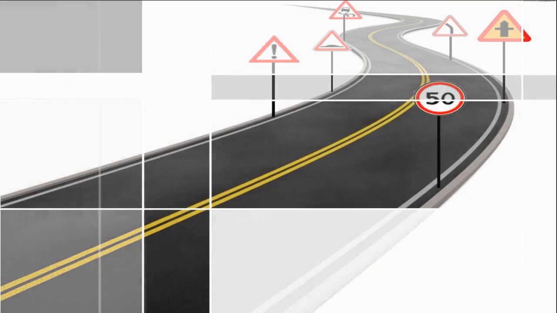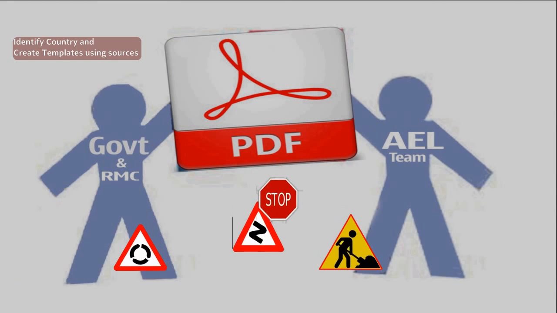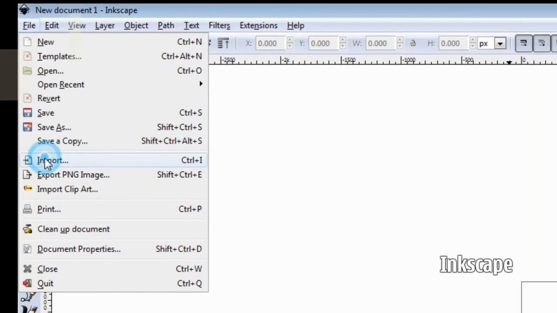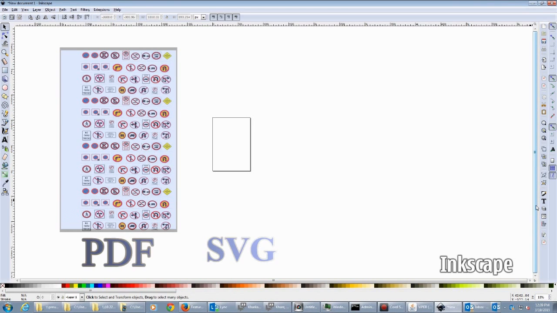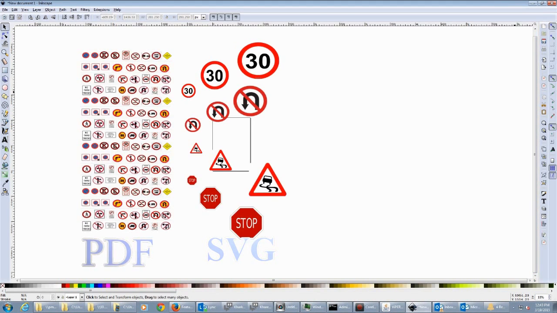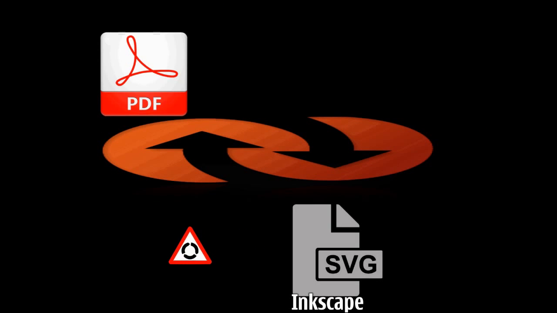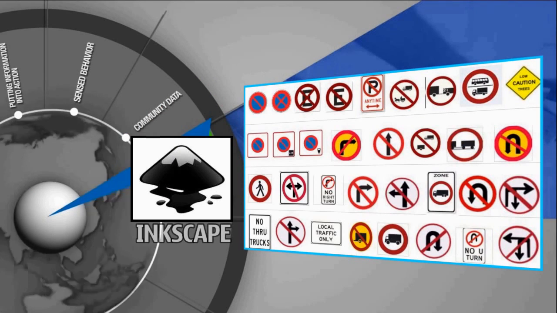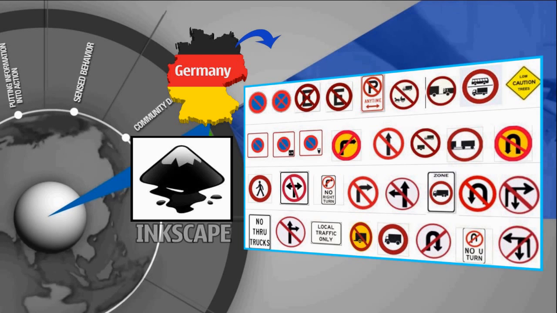Let's understand this right from scratch. First, AL gets the raw images of signs in PDF format from the government sources. Now these PDFs are converted into SVG format by the AEL team using the Inkscape tool. These are called templates. All such signs are created into templates for a particular country. Will this be enough though?